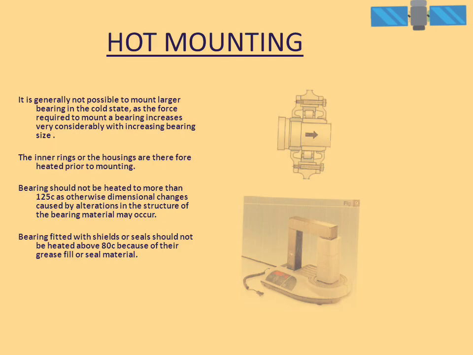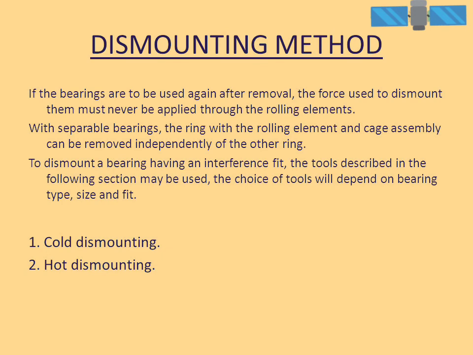Hot mounting. It is generally not possible to mount larger bearings in the cold state, as the force required to mount a bearing increases very considerably with increasing bearing size. The inner rings or the housings are therefore heated prior to mounting. Bearings should not be heated to more than 125 C as otherwise dimensional changes caused by alterations in the structure of the bearing material may occur. Bearings fitted with shields or seals should not be heated above 80 C because of their grease fill or seal material. Dismounting method. 1. Cold dismounting.